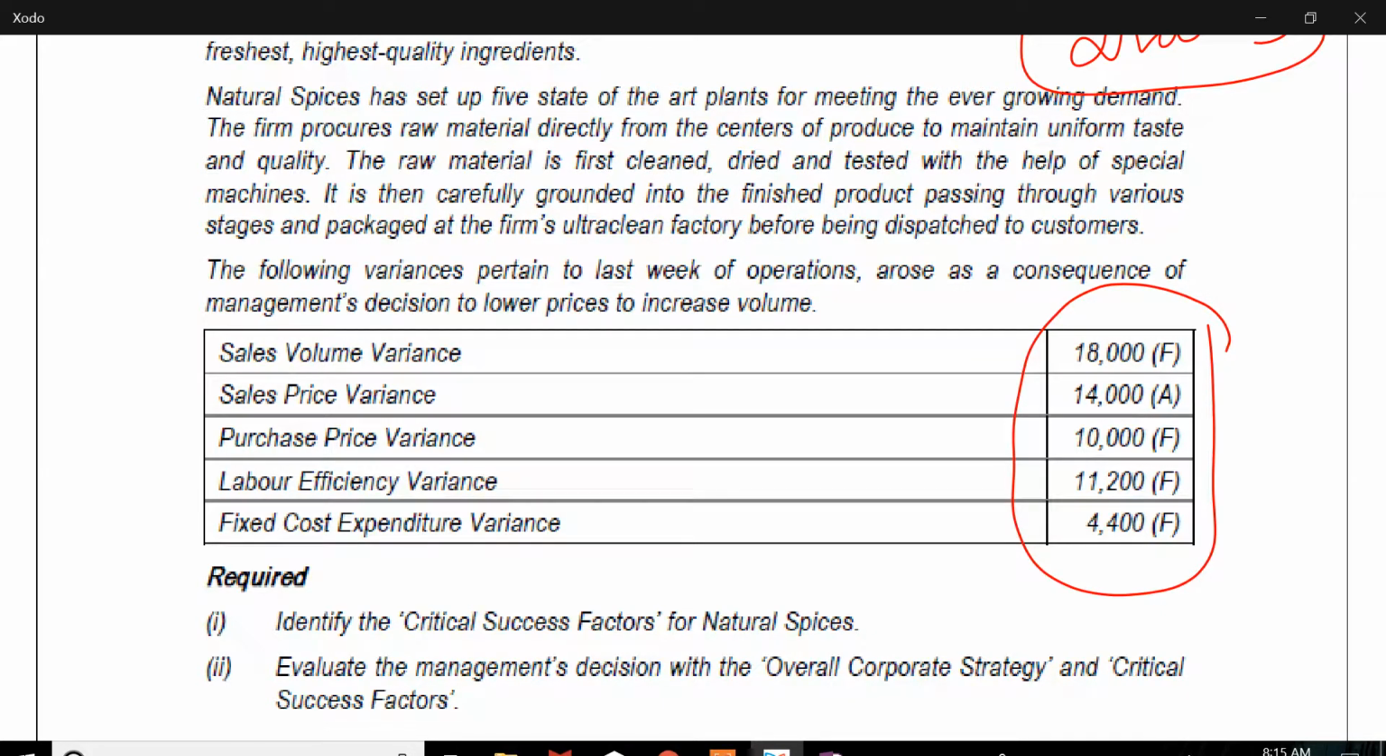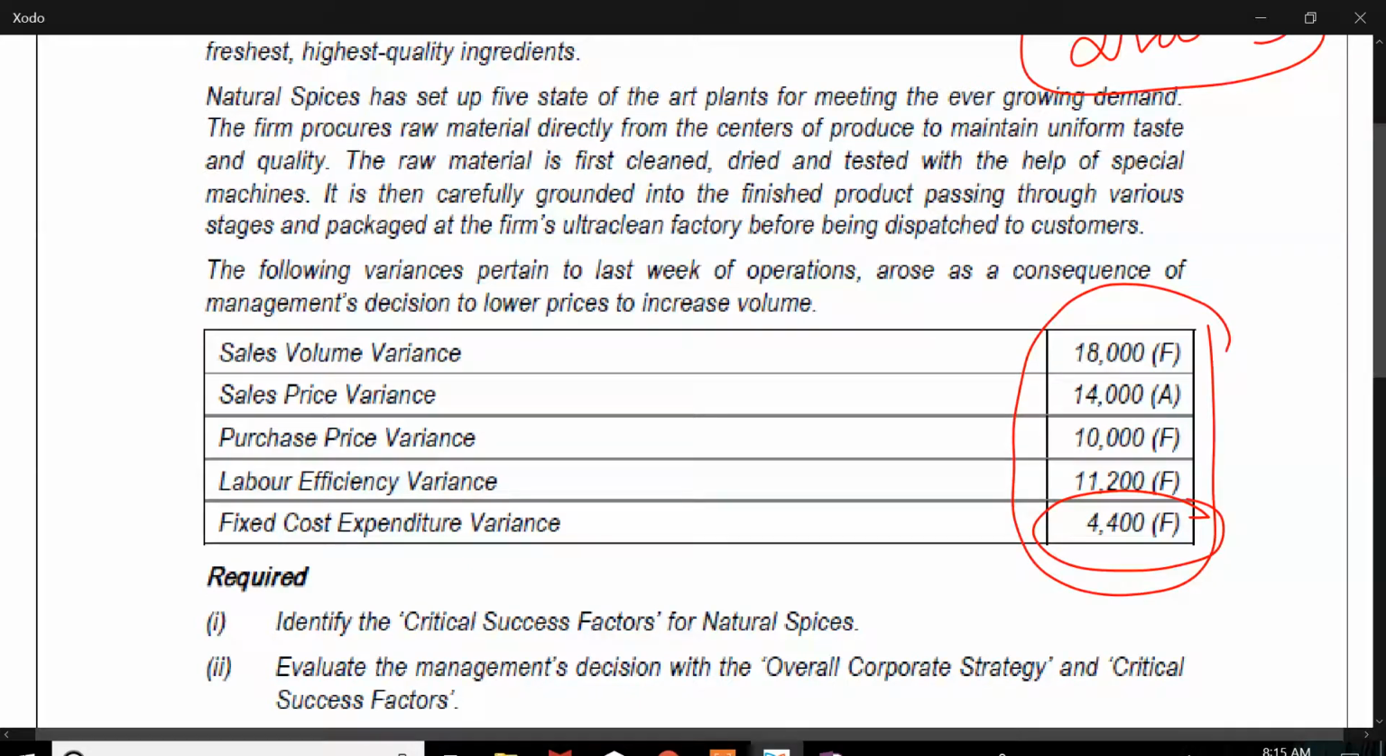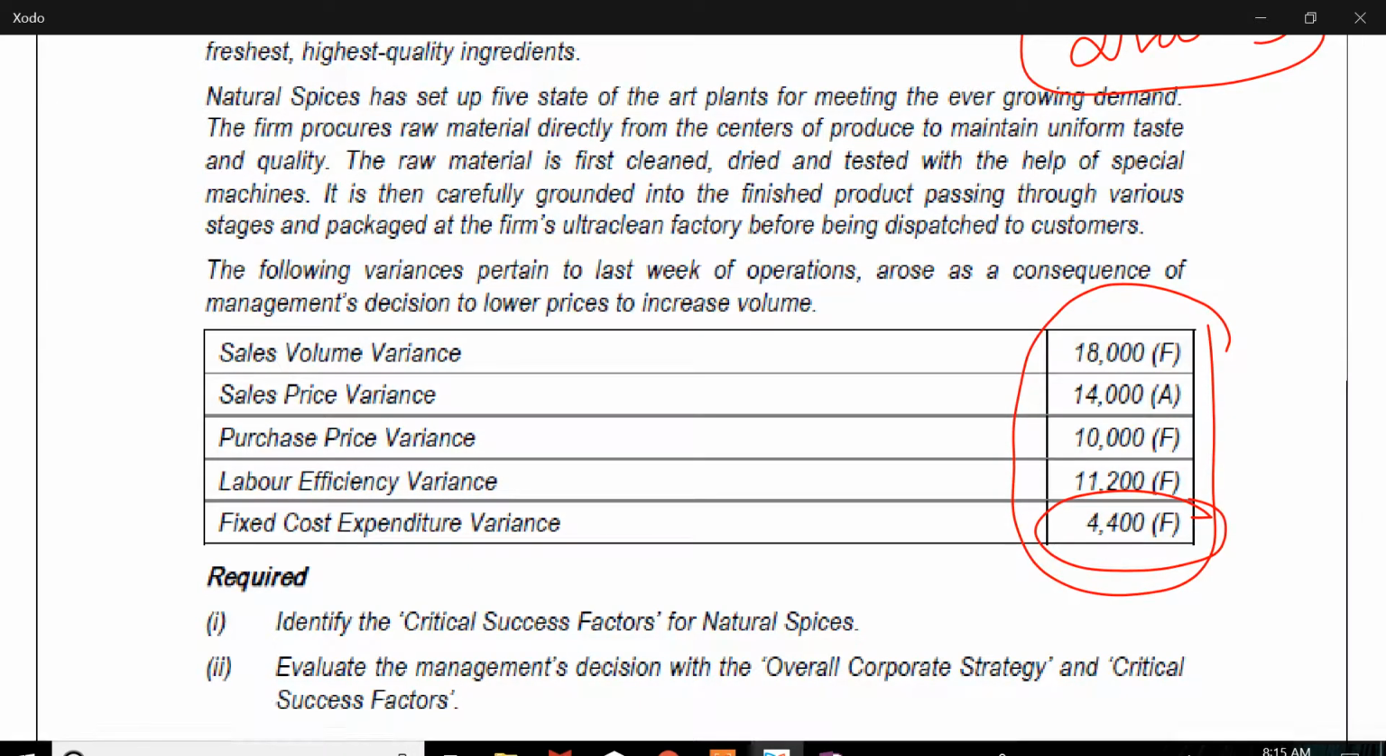So favorable efficiency variance means my workers are producing the product in a better time than what is needed. Can be a quality issue. I'm not sure whether there's a quality issue or not, but it can be a quality issue. Favorable fixed overhead expenditure variance again means the company is cutting down on its expenses. Your fixed expenditure will remain the same irrespective of the production, so if you are having a favorable variance there, you are resorting to cost savings.